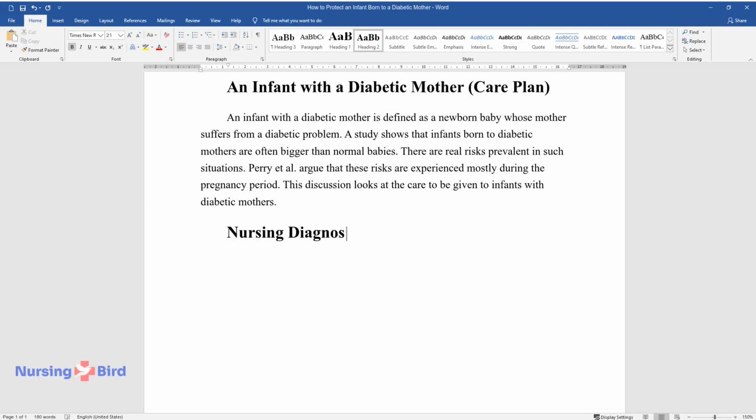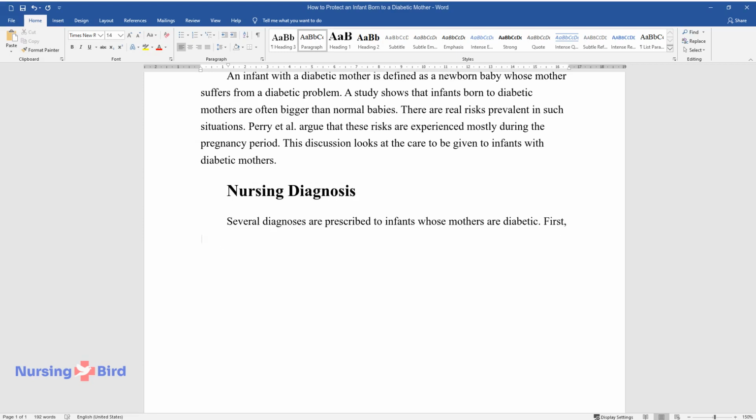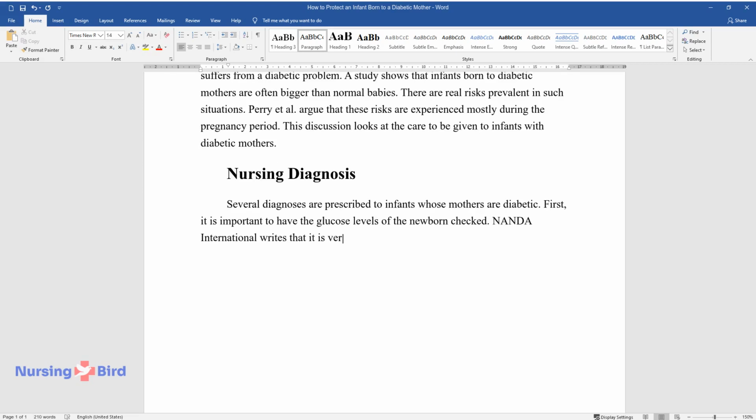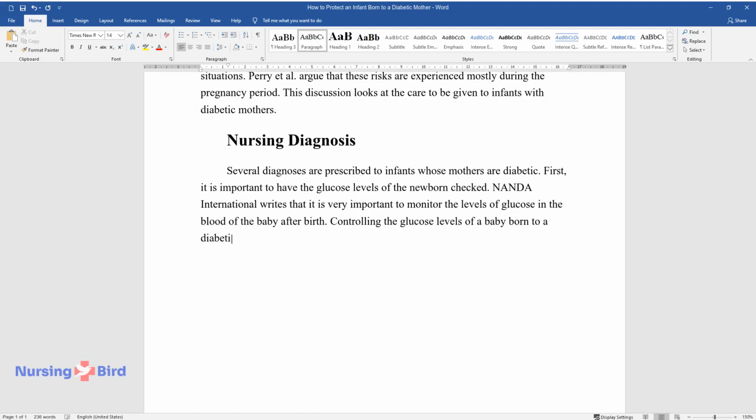Nursing diagnosis. Several diagnoses are prescribed to infants whose mothers are diabetic. First, it is important to have the glucose levels of the newborn checked. NANDA International writes that it is very important to monitor the levels of glucose in the blood of the baby after birth. Controlling the glucose levels of a baby born to a diabetic mother may involve mixing glucose with water.